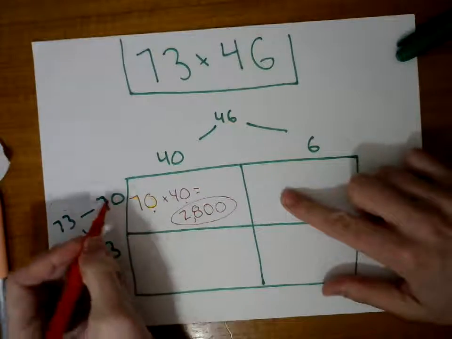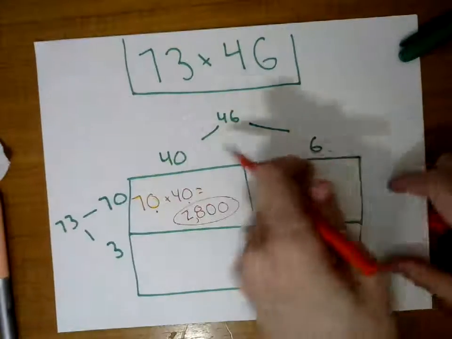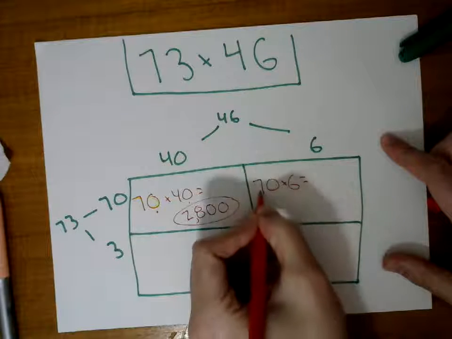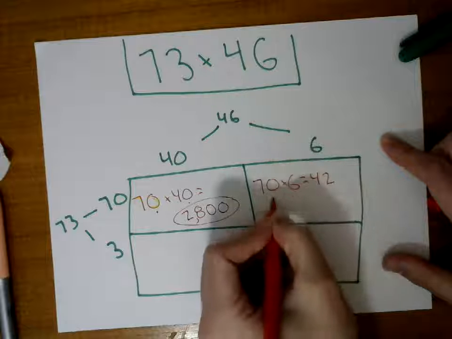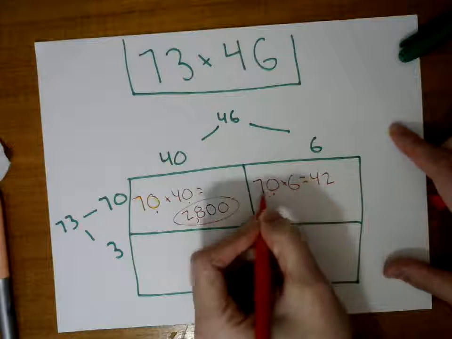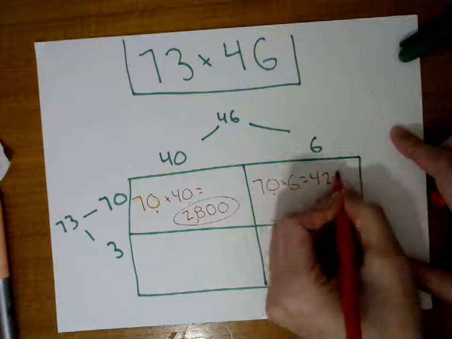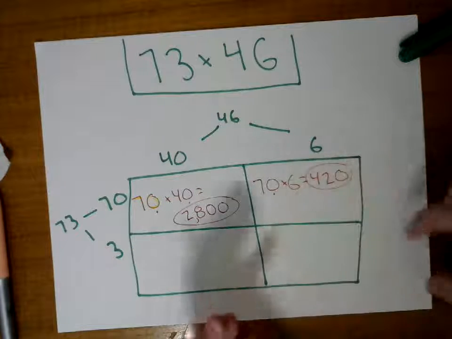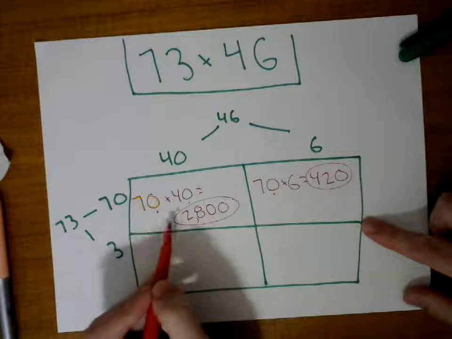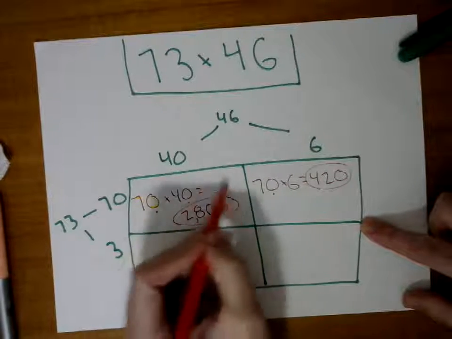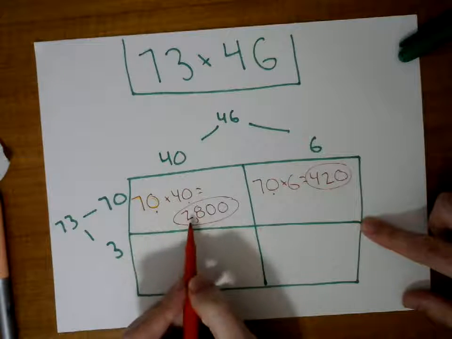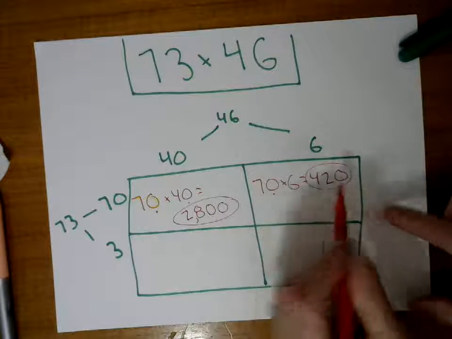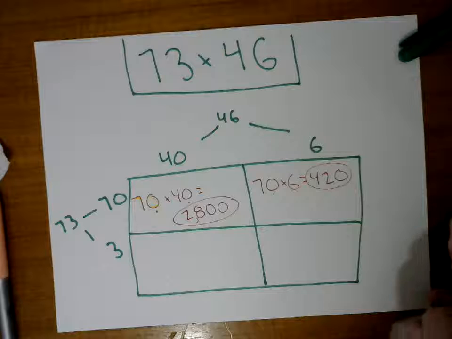Now over here, we still have 70 rows and 6 columns. 7 times 6 is 42, but I have one more place value here in this 70, so I need to add another place value there. So 420. So we are imagining in our area model that in this quadrant, this section of the rectangle, there are 2,800 tiny little squares, and in this section there are 420 tiny little squares.